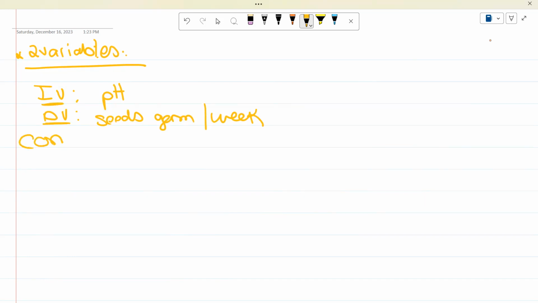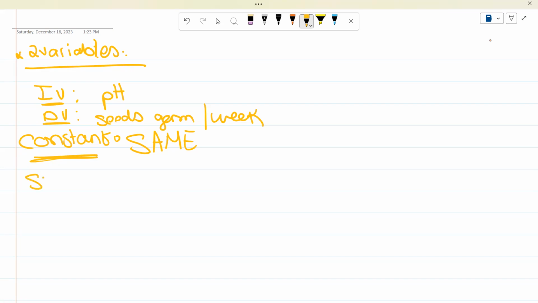And then my constant factors are very important. What will I keep the same? So I have to write the word, I will use the same seeds, the same temperature, excellent, the same time of exposure, the same type of seed, number of seeds, the same everything, okay? Same time of day, same sunlight exposure, whatever.